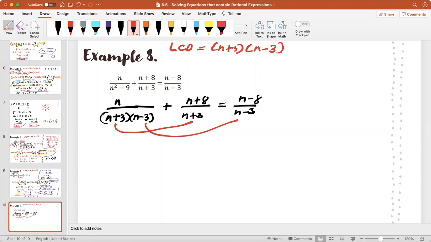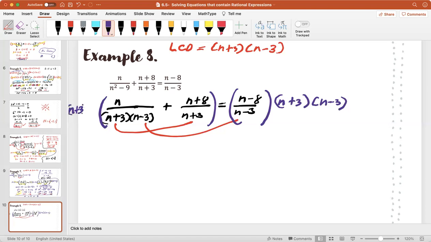our equation, both sides. So let's multiply this. This is times n plus 3 times n minus 3. I wish I had more space on the left. Okay, I'll just write here. n plus 3, n minus 3.